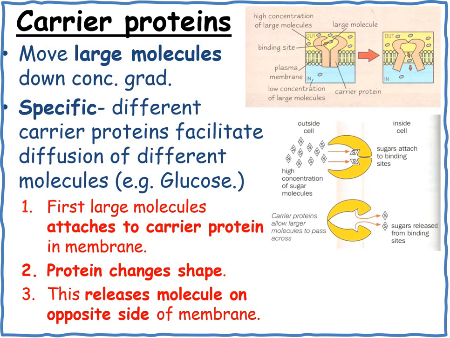Then there are carrier proteins, which move larger molecules, such as glucose, down the concentration gradient. And they are specific, so they have different carrier proteins which facilitate diffusion of different molecules. So glucose, for instance, will have a specific glucose carrier protein. Amino acids will have a different specific carrier protein.